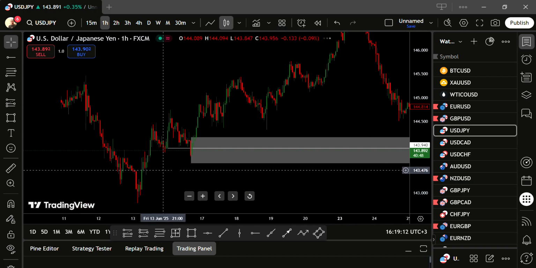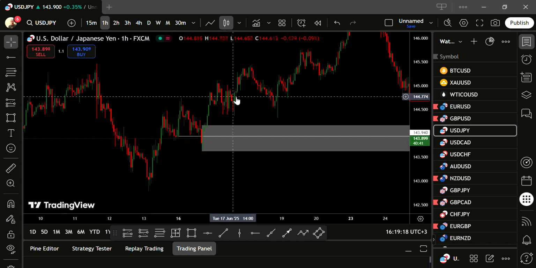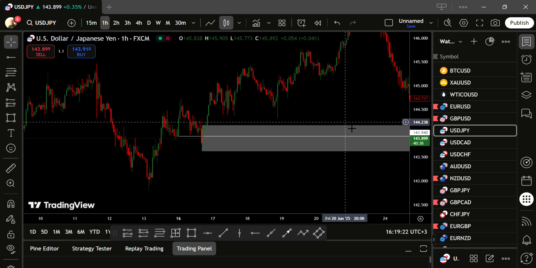Okay guys, so I think that is all. There is also one here, rally base rally. Put here your entries, price took you up. Okay, that is all guys.